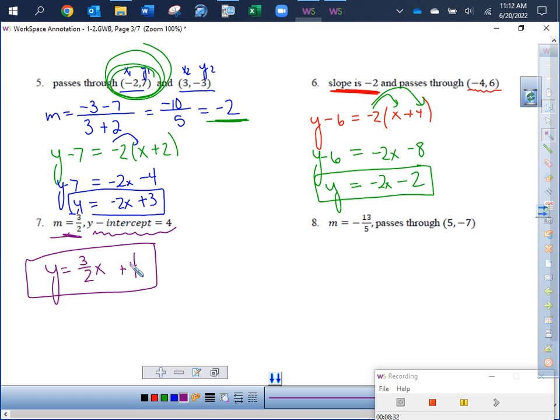So I've done 7 of them. Why don't you take this slope and this regular old point right here and put them into slope-intercept form and clean it up. Please pause the video and get that done for me.